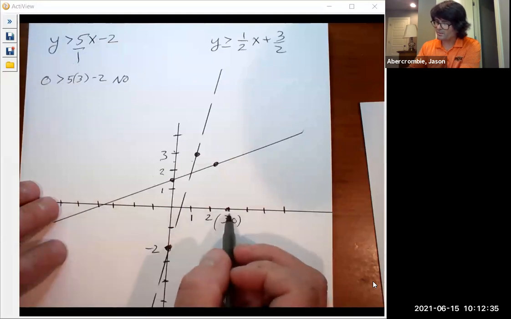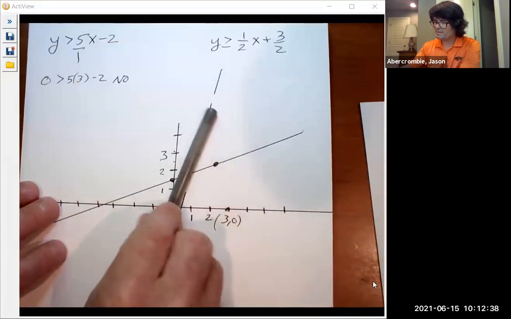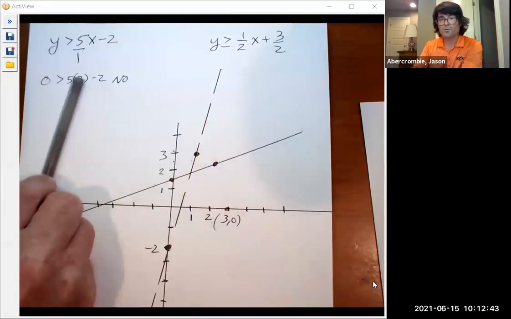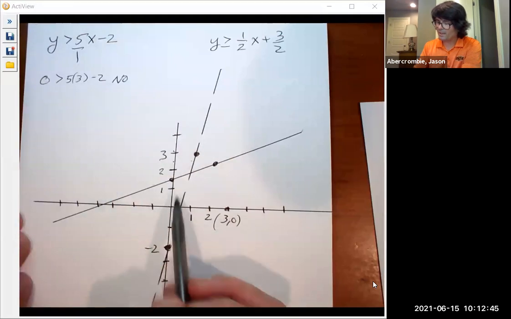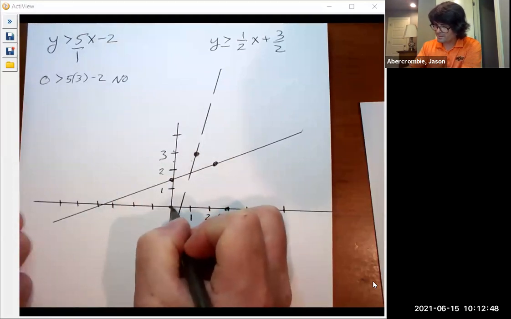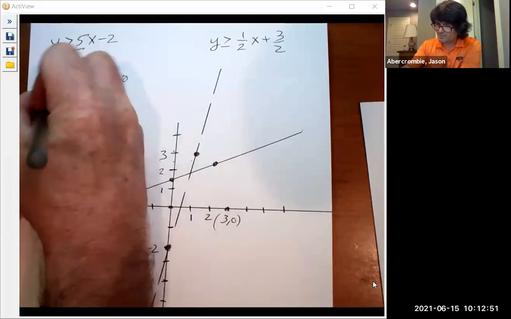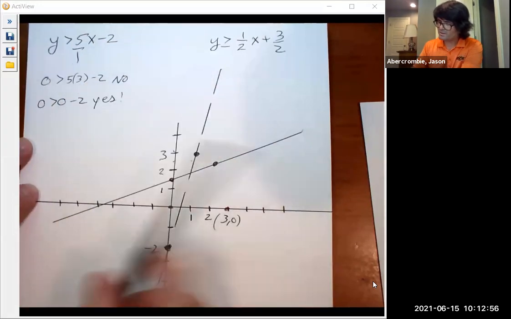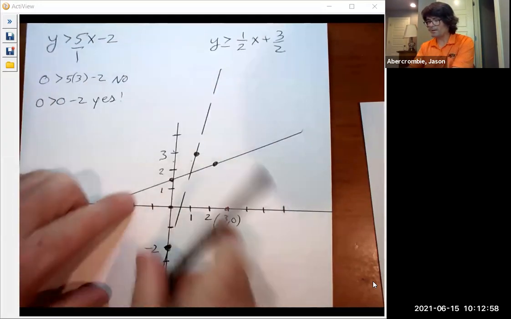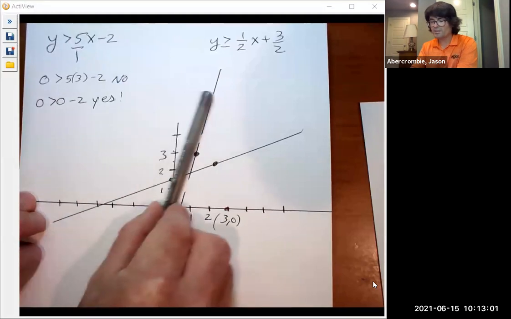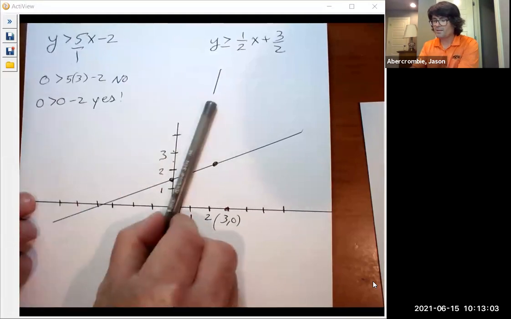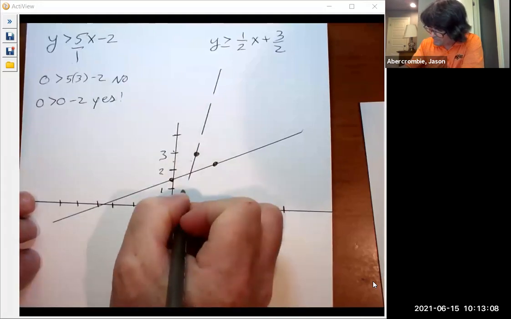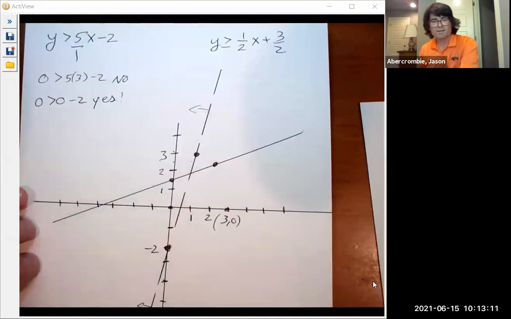So that was this dotted line. We know that this is the false side of the dotted line, so this other side should be the true side. Let's pick another point. How about 0, 0? That's right here. Is 0 bigger than 0 minus 2? Yes. So this is the true side of the dotted line. All these points over here make this inequality true. So I'm going to put little arrows right here to remind me that that's the true side of that dotted line.